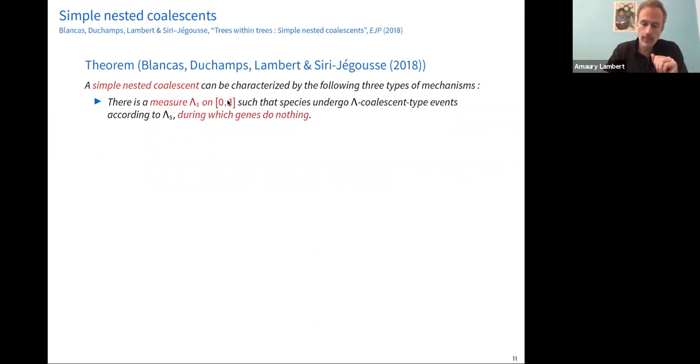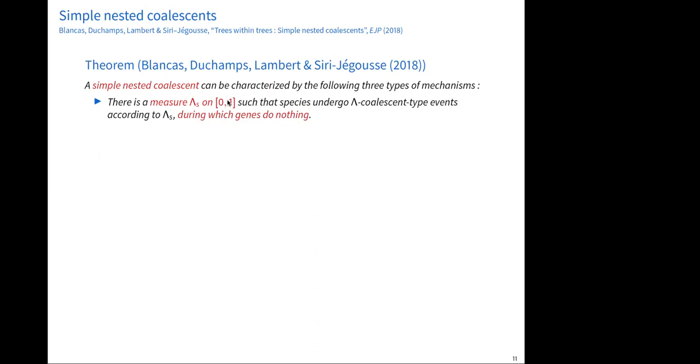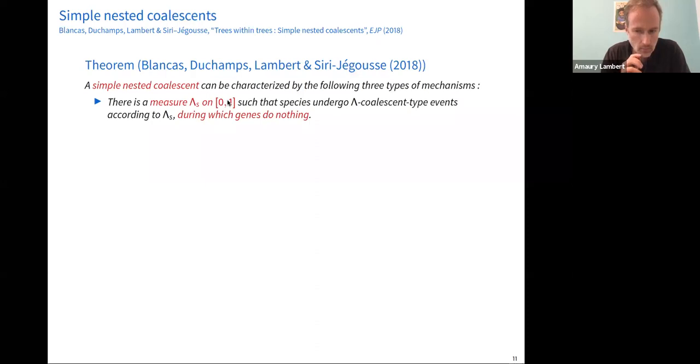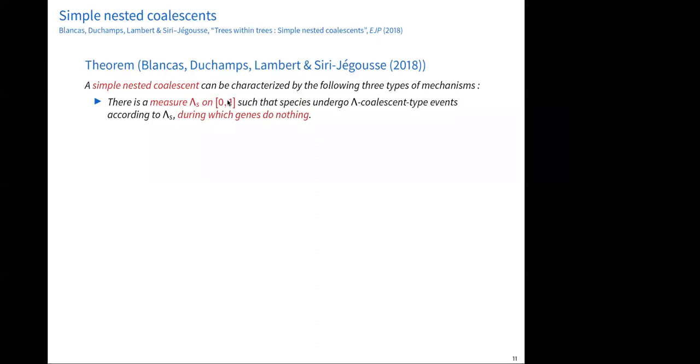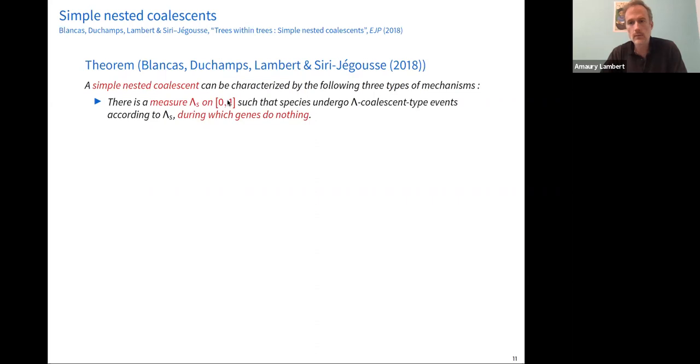I have a question, if I may interject, regarding the number of species that can partake in the nested coalescing process. Is there any limit? In other words, this is just a model, right? But is there any kind of constraint that is being considered? No, there's no limit. There's no restriction.